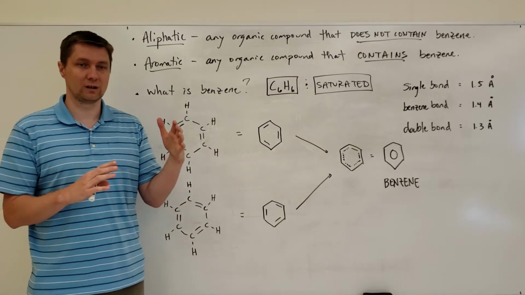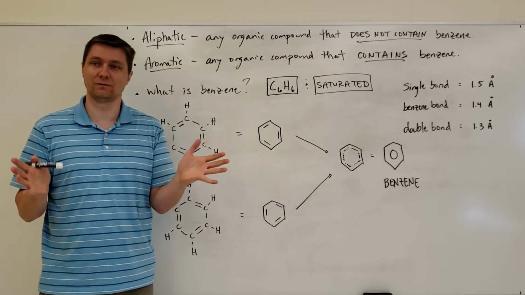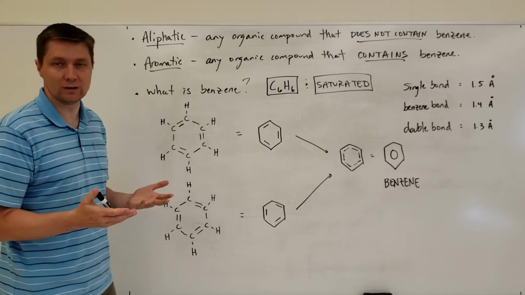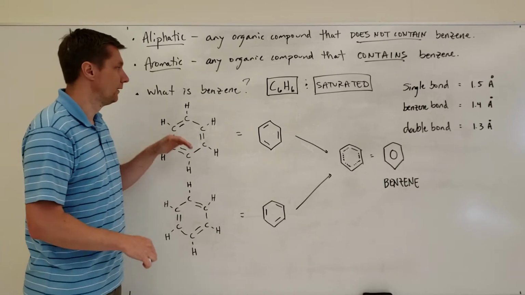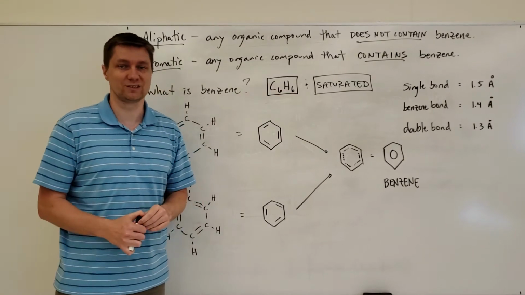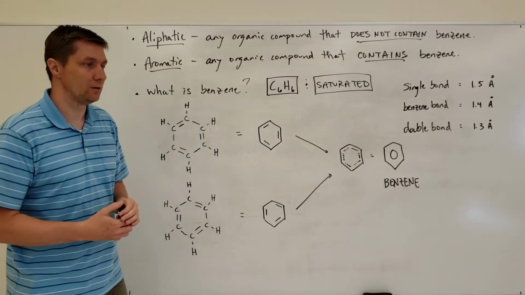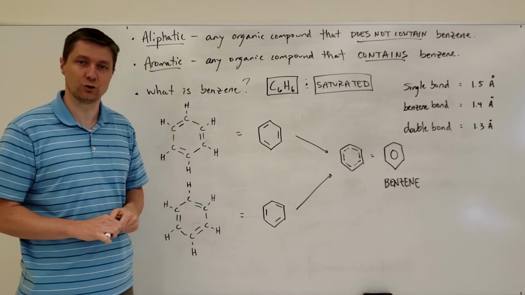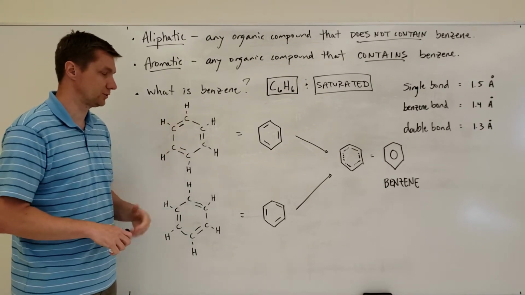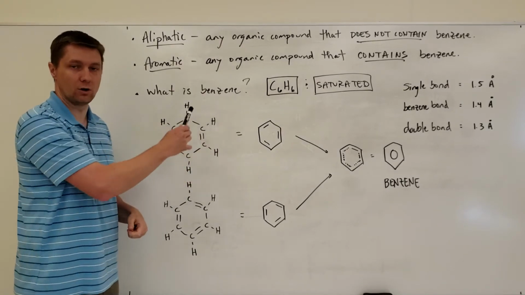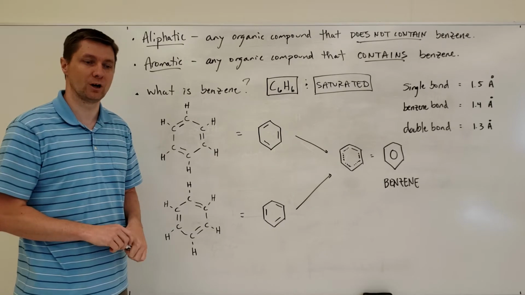So in order to be able to classify organic compounds as aliphatic or aromatic, we need to know what benzene is. So let's take a look at benzene in a little bit more detail here. First of all, you need to know that benzene has a chemical formula of C6H6. And because of that, we can come up with what that structure looks like. And this is what we've come up with: 6 carbons in a ring with each carbon having 1 hydrogen coming off of it.